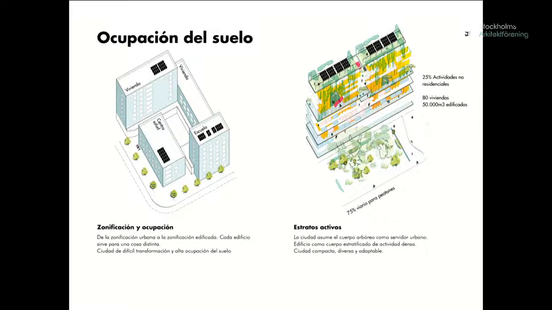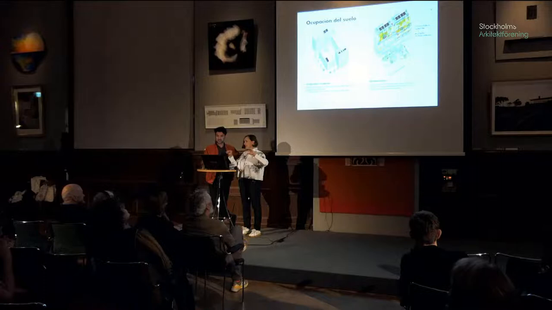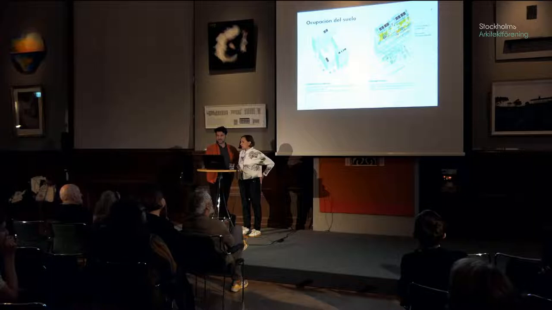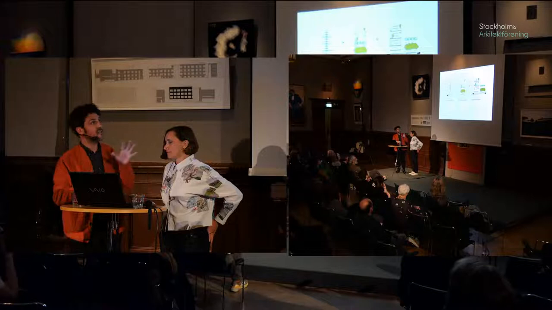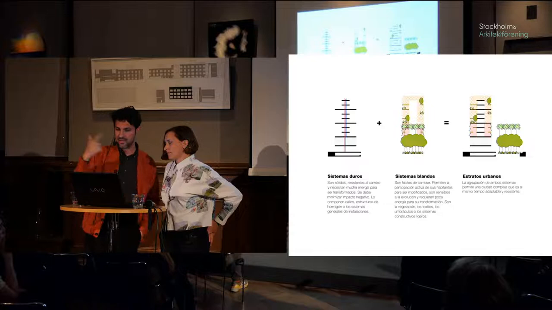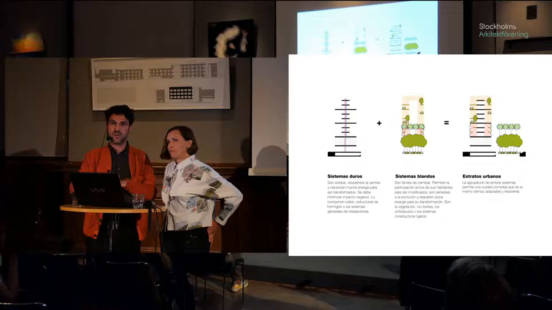Also, instead of zonification and having one building for each use, one for the school, one for the sanitary purpose, we could create, with those thick slabs, urban plots one on top of the other. We can also stack buildings and stack uses in the city to liberate more space for the open space. So this was more or less the idea. We had a hard system on the left that was going to be made of concrete, and a soft system that could be easily replaced and changed in time. Mixing them together, we were thinking about this active strata, or urban active strata.